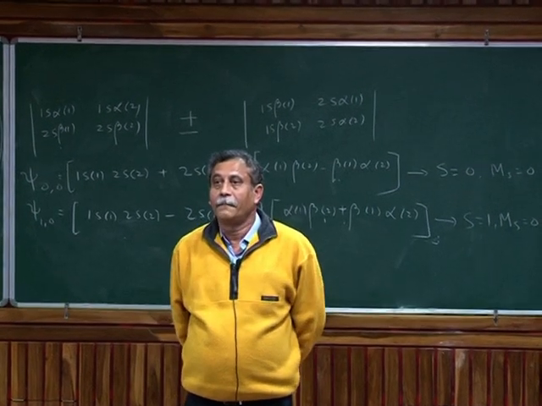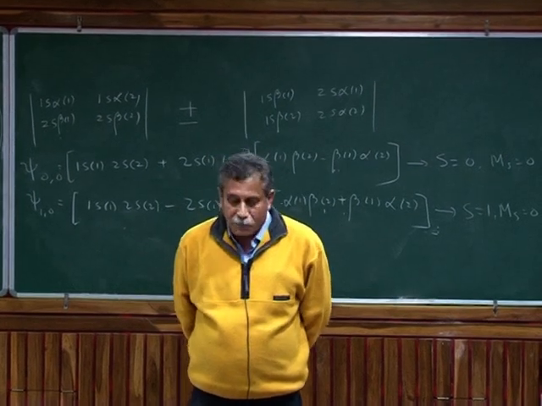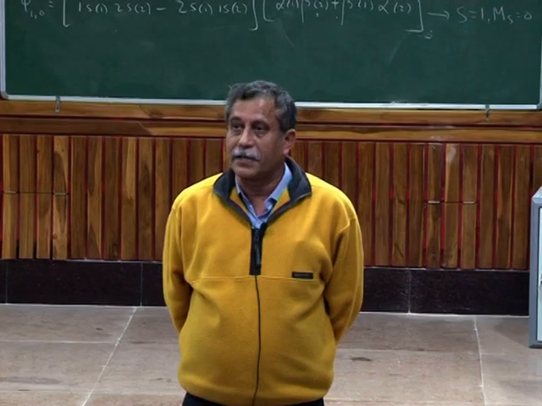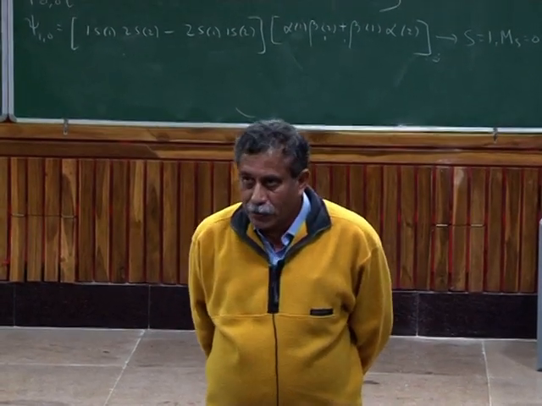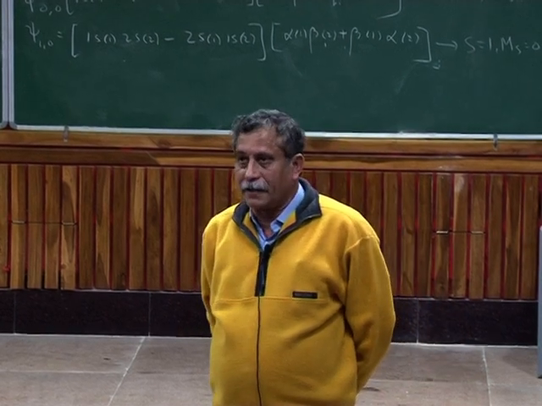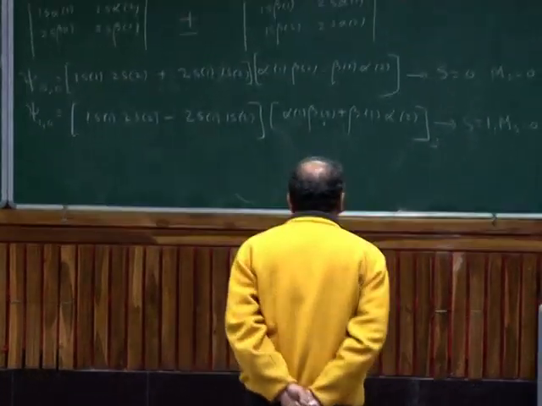You are using the term spin adaptation. Could you please clarify the term? Yes, spin adaptation means the wave function is an eigenfunction of the S square and MS operators. That is what is called spin adaptation. That is because S square and SZ commute, so they have a common set of eigenfunctions.